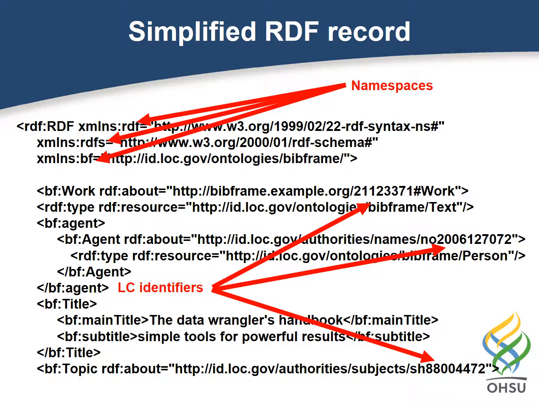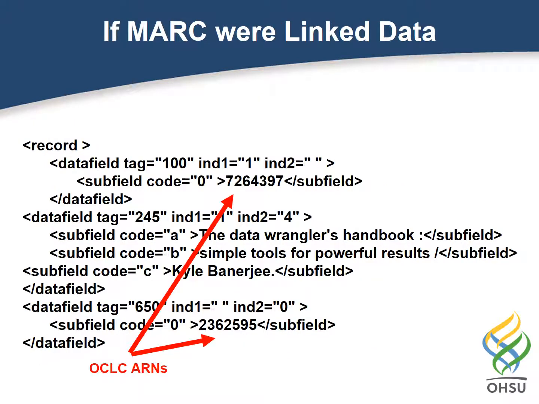You also notice the namespaces, where we have BF for BIBFRAME, and then you have RDFS for the RDF syntax, and so when it has the namespace prefix, it knows what work means in the context of BIBFRAME, and not some musical concept of a work, for example. That's what namespaces do. So this is what an RDF record looks like.